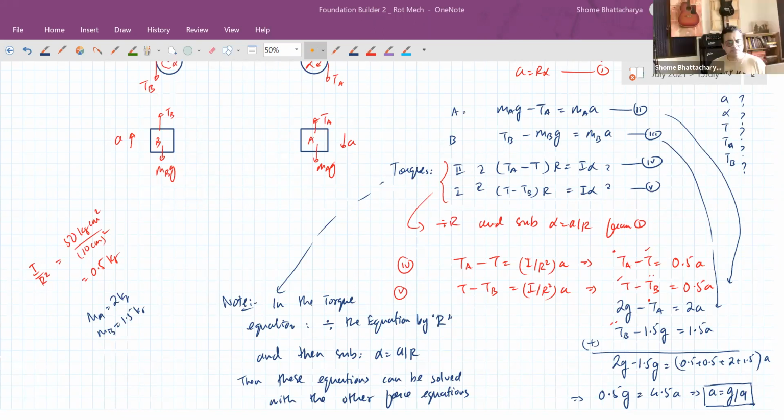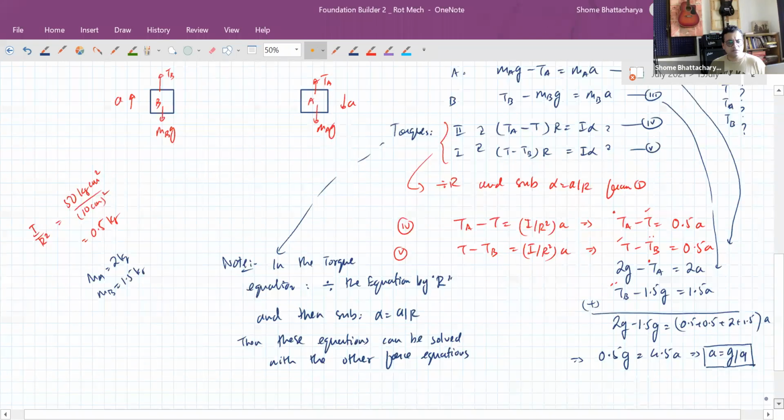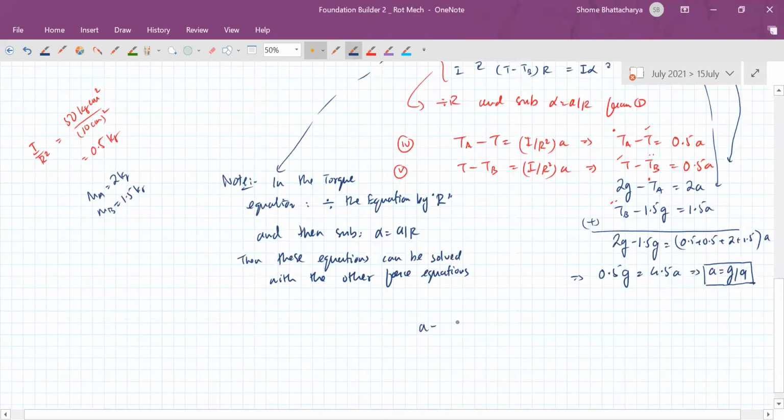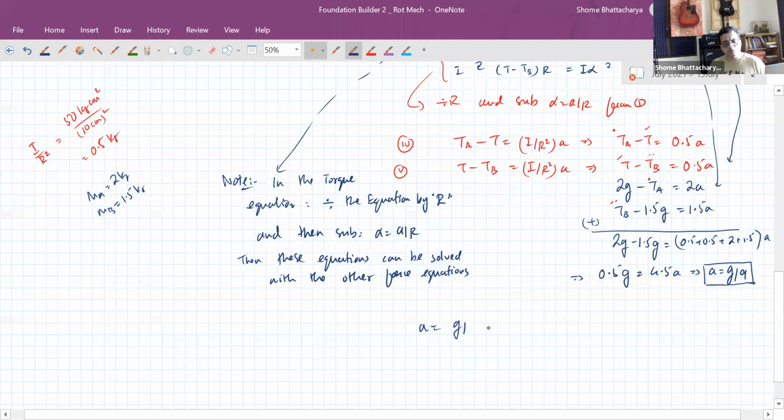Okay, so the linear acceleration is coming g by 9, which is 10 by 9 or nearly 1.1 meters per second square. And the angular acceleration, which is a by r, will become 10 by 9 into the radius, which was 10 centimeters. So in radians per second square, it will be 100 by 9, so 11.11 radians per second square.